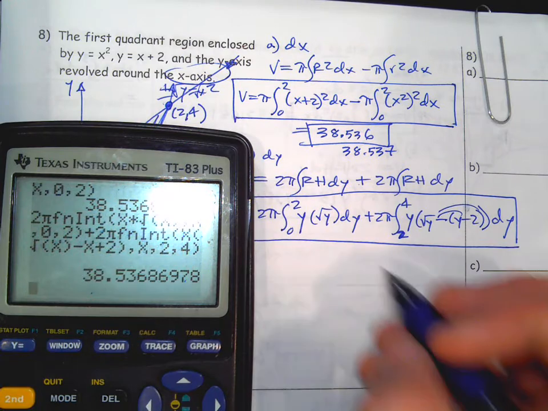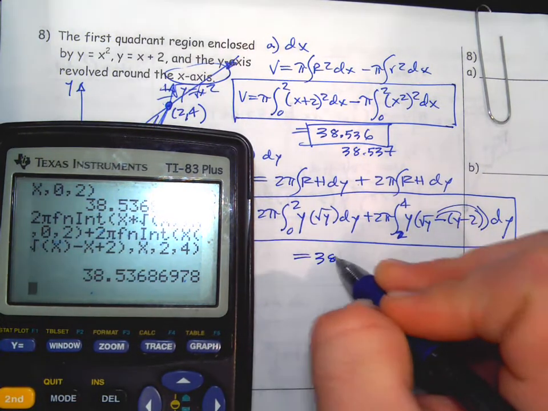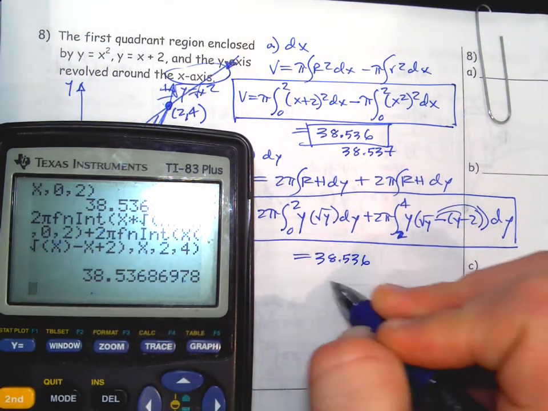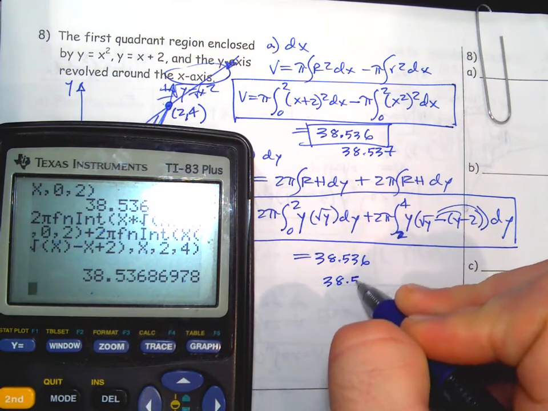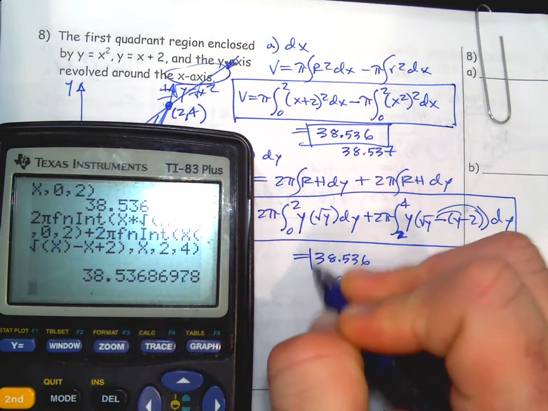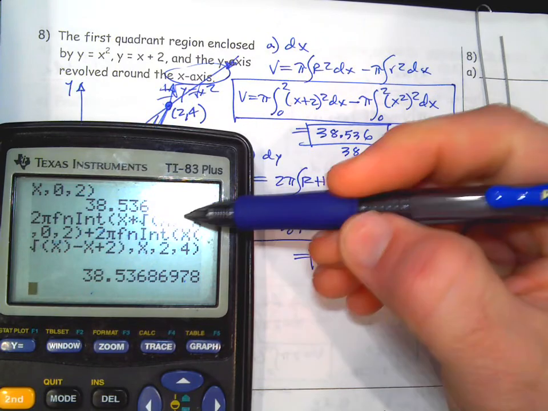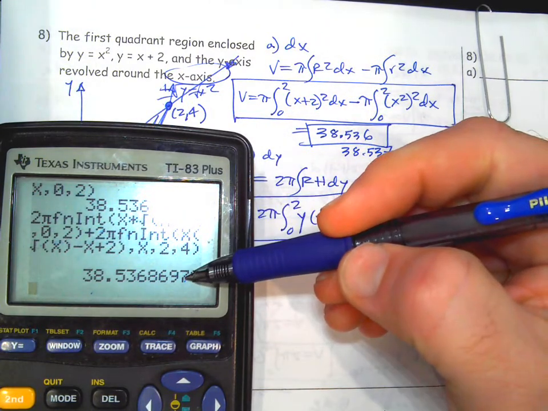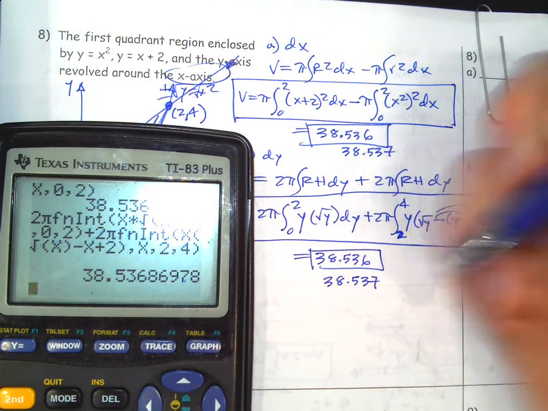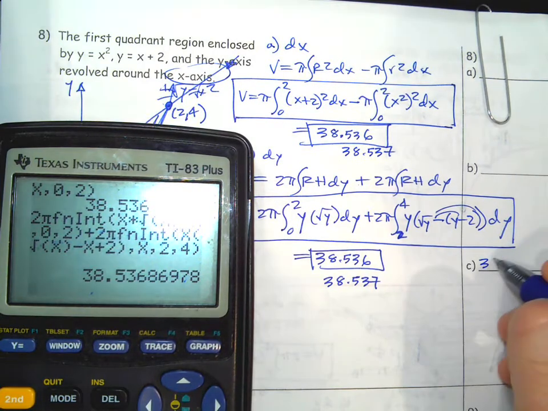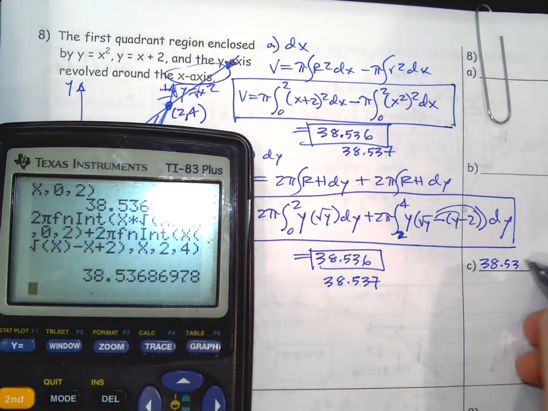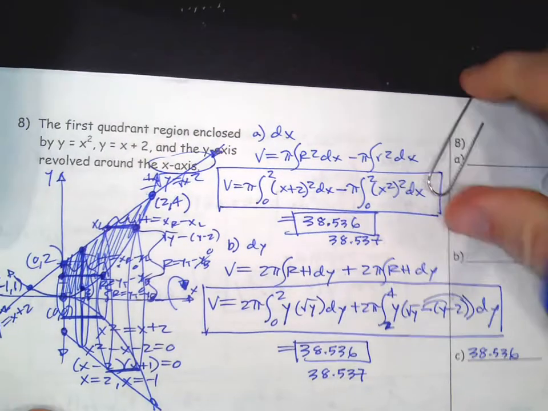See if we get the same answer. Same answer for both, 38.536, 38.537. They're not exactly the same. Right here at the 7th decimal place, they start changing, but that's fine for us. So 38.536. We'll write our setups in here.